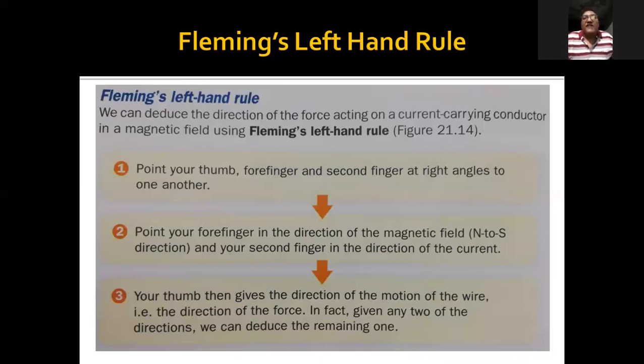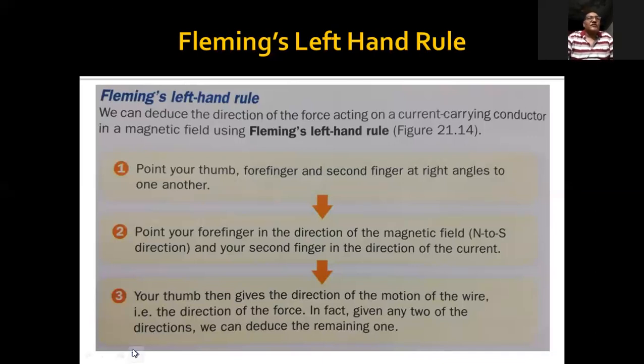In fact, given any two of the directions, we can deduce the remaining. If you know any two, we are talking about three things. We are talking about the force experienced by the conductor. We are talking about the direction of the magnetic field. And we are talking about the direction of the conventional current. So in any given diagram, if you know two directions, you can predict the third one.